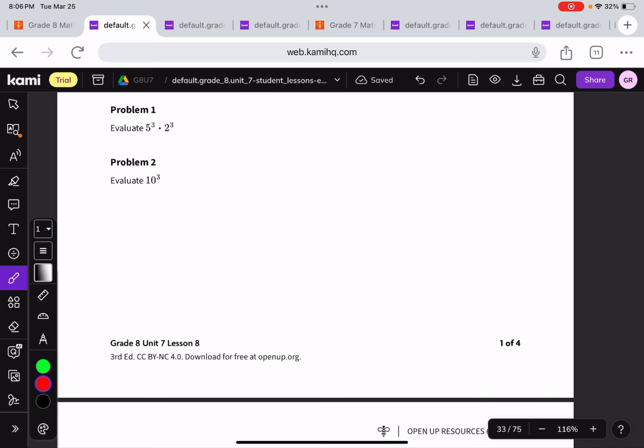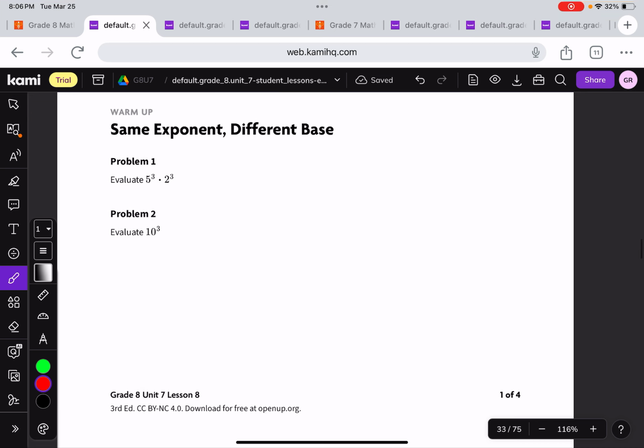It says evaluate 5 to the 3rd times 2 to the 3rd. Evaluate means solve. What's the answer going to be? So take a second. If you need to, hit pause, and get out your calculator if you don't have one already. Hit pause and get one, and then try solving that.